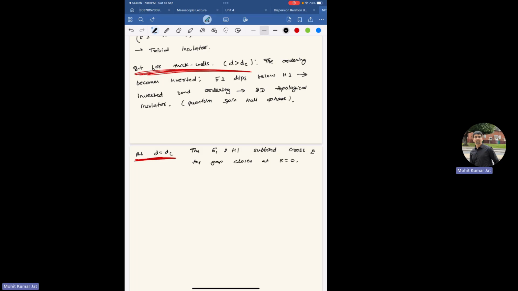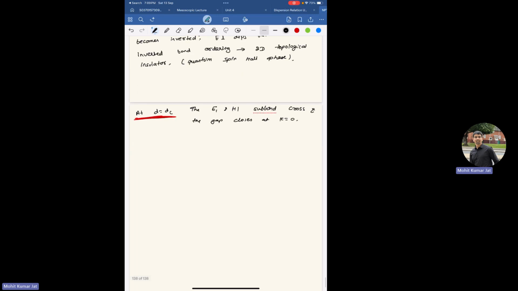Okay, so first one schematic I will draw. Schematic for D less than DC, which is normal. What will happen in the normal? Your CdTe gamma 6 will be in the lower and CdTe valence band gamma 8 will be in the top.